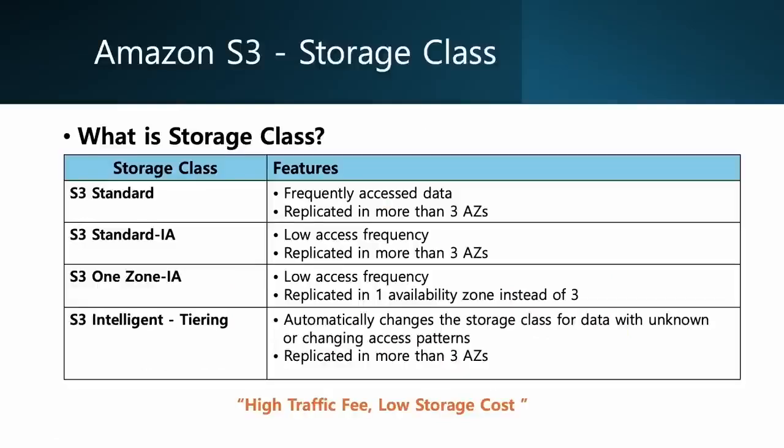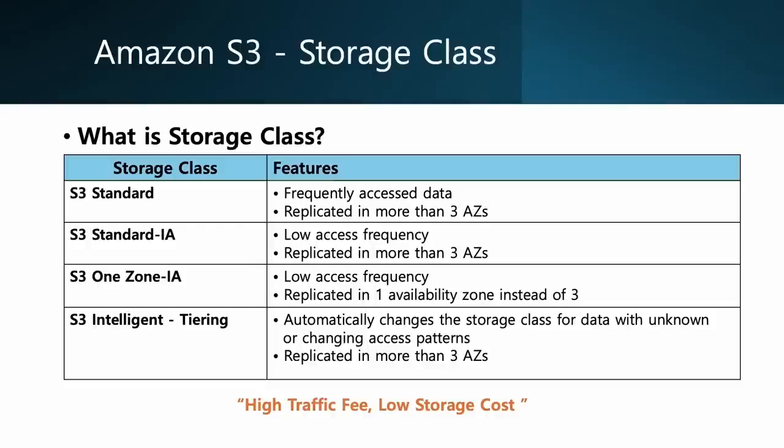S3 usage types are divided according to the frequency of use of objects stored in S3. This S3 usage type is called a storage class. Let's take a look at the storage classes one by one. First, S3 Standard is the most basic type. It is used when frequent object access occurs and is basically replicated to 3 or more AZs.